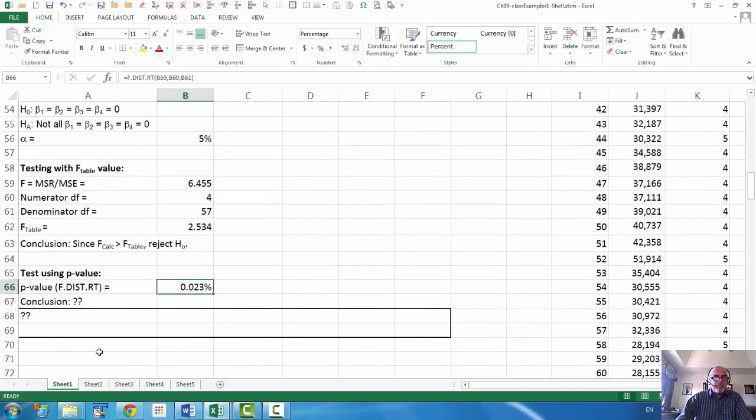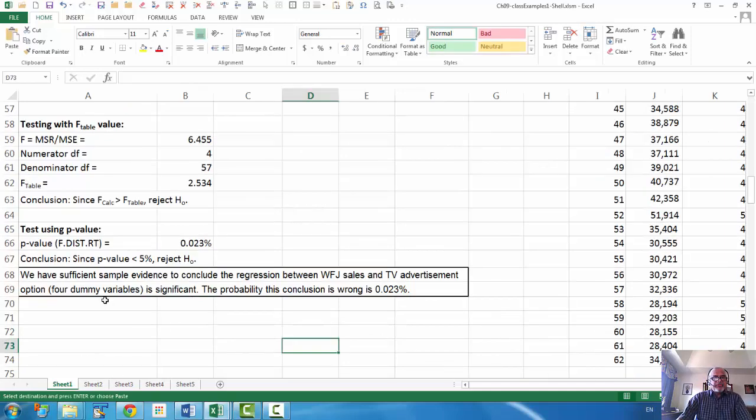And then we have to come up with an interpretation. Okay, so we have sufficient sample evidence to conclude the regression between weekly sales and the TV advertisement option, so that is the 4 dummy variables, is significant. The probability that this conclusion is wrong is 0.023%.